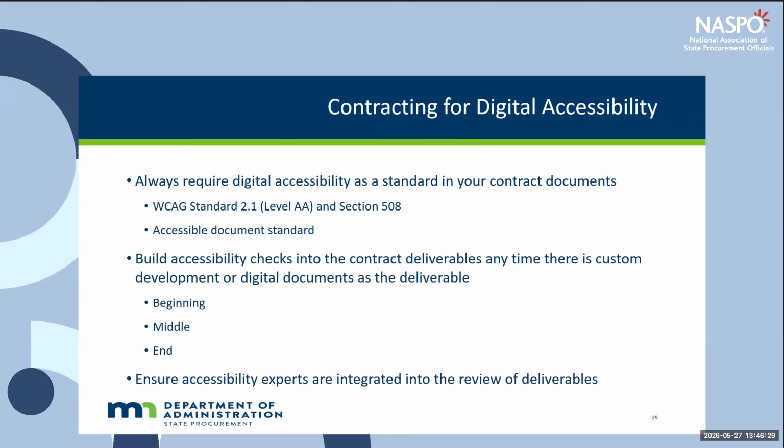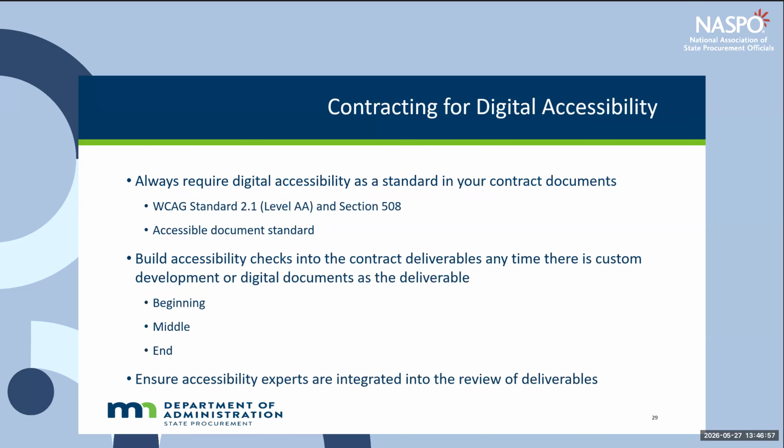So we want to contract for digital accessibility as well. We want to require digital accessibility as a standard in all of your contract documents, just so when something sneaks in and it ends up being really important, you can point and say this should be accessible too. You want to build accessibility checks into the deliverable anytime there's custom development or digital documents as the deliverable. So the beginning, the middle, and the end. And those digital documents are really important.